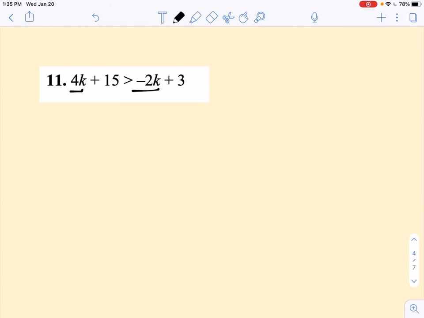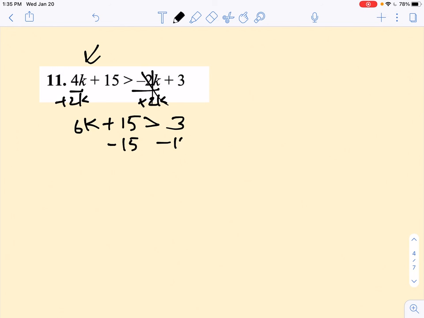Well, there's more over on this side. So let's move that 2k over by adding 2k to both sides. So you get 6k plus 15 is greater than or equal to 3 because now this has gone away. And then subtract your 15 so that you can get your term with the variable by itself. So you get 6k is greater than or equal to negative 12. Then we're going to divide by 6 so that we can get that coefficient down to 1, and so you get k is greater than or equal to negative 2.